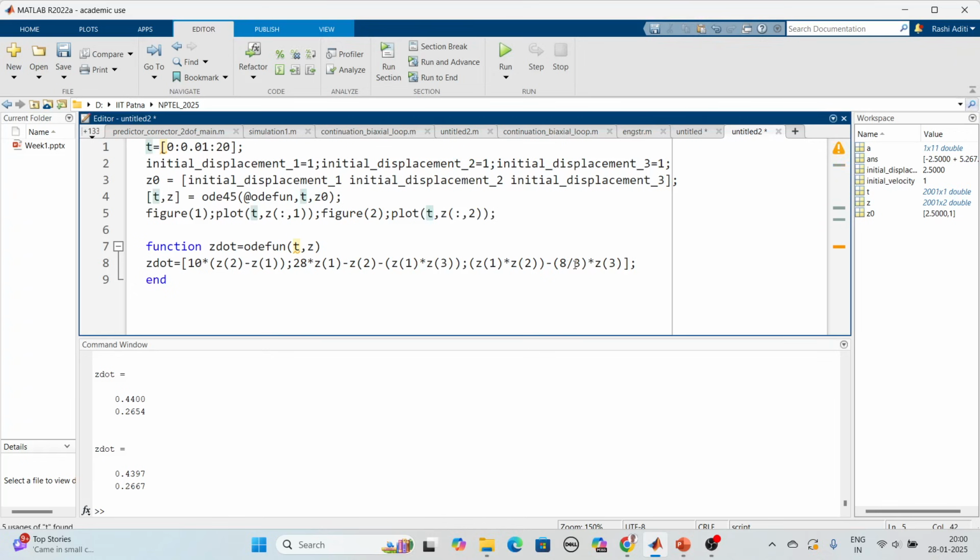Here I have defined the equations already and you can try this. I'll put the snapshot in the PPT. If you have any doubt, then ask me and I'll try to explain further about how we are simulating the system in the next lectures. So we'll simulate the system.